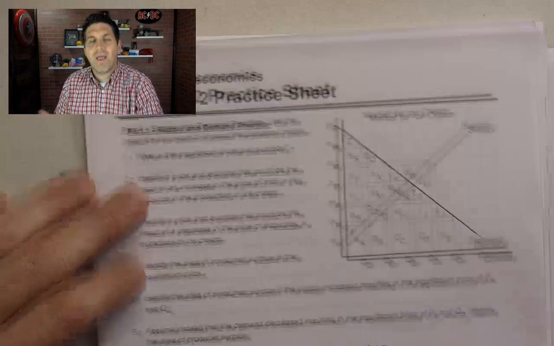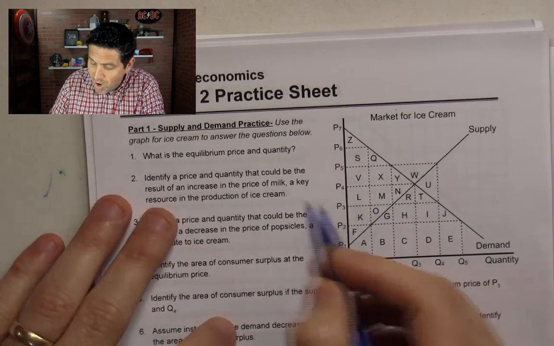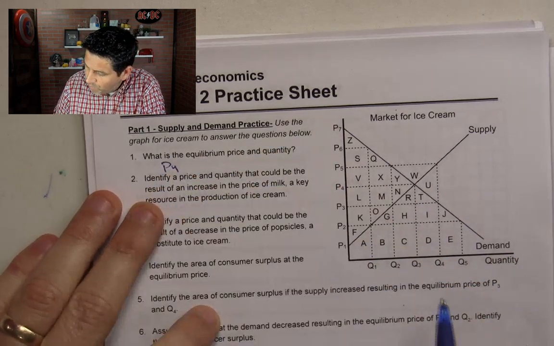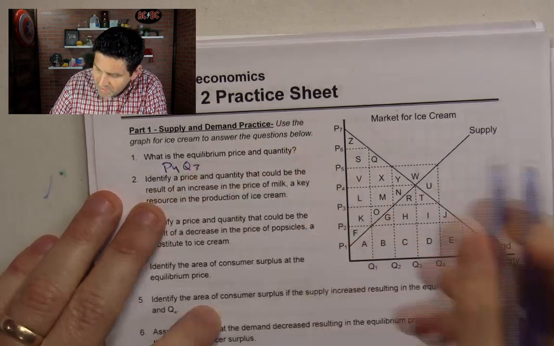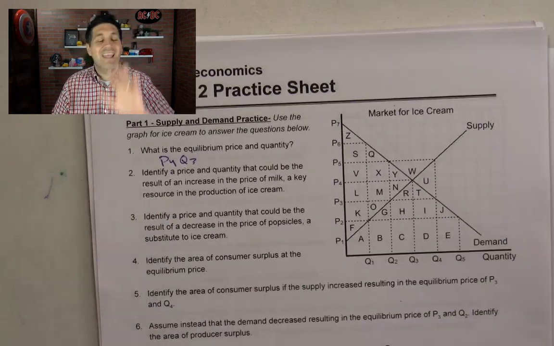What is the equilibrium? Oh gosh. So it starts off ridiculously easy. But obviously you've got to know equilibrium price and quantity is P4Q3, right? That's where supply and demand meet. That's the only place where the quantity demanded equals the quantity supplied. Everybody gets that. You know that.